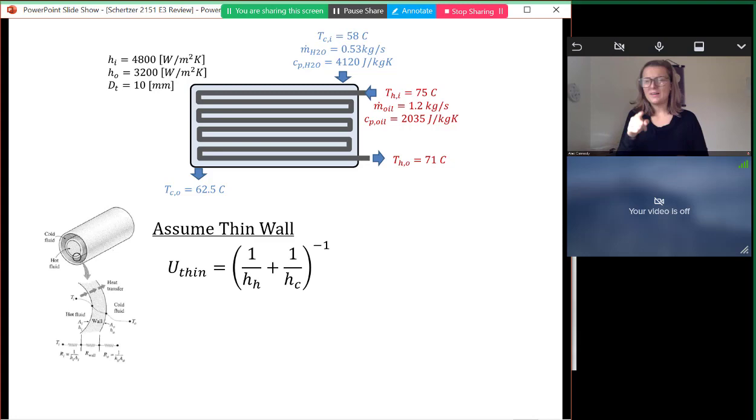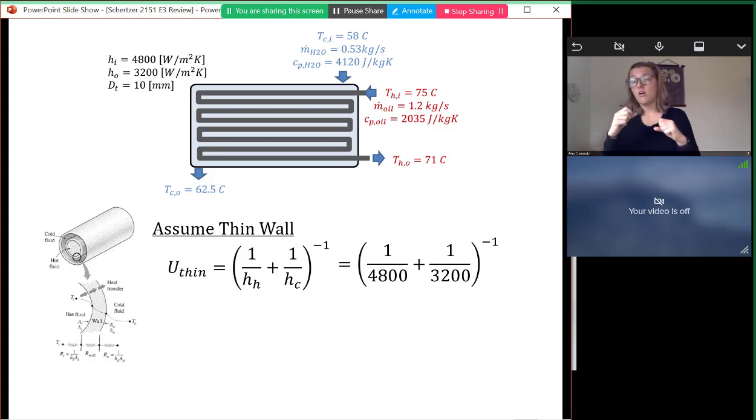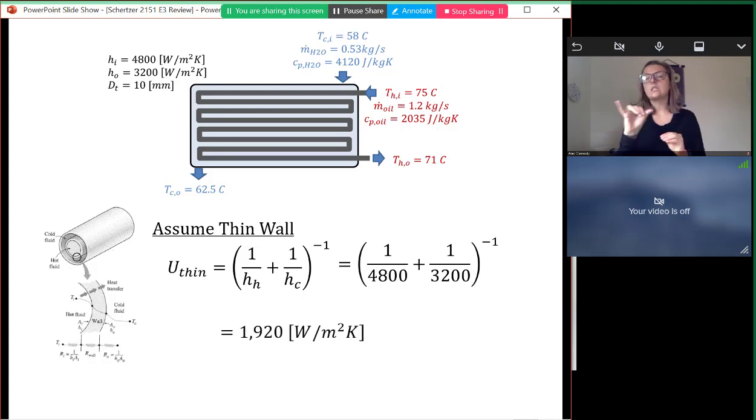It told us H hot and H cold. So we're going to assume that the wall of the tube is small, so it doesn't add any extra thermal resistance. Or another way to think about that is it doesn't contribute to this effective heat transfer coefficient. So here we put our values in. These are both the same units, so I didn't include the units, right? And I get 1,920 watts per meter squared Kelvin.